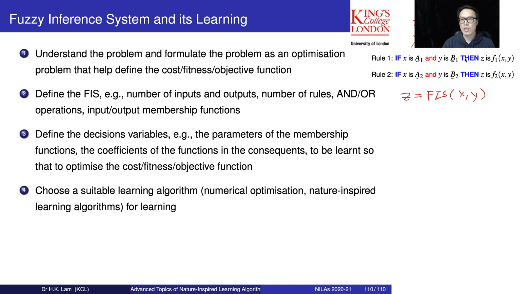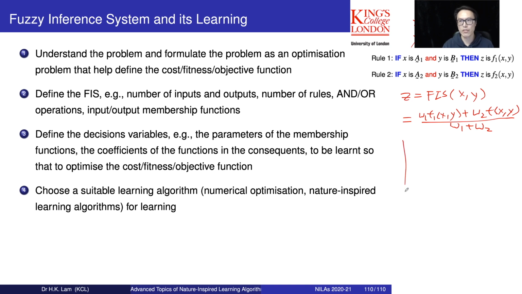So now when we look at this function, it could be, for example, in this form: w1 f1(x, y) plus w2 f2(x, y), divided by w1 plus w2. This is the Sugeno system. And now how do we combine that with, say, a genetic algorithm?